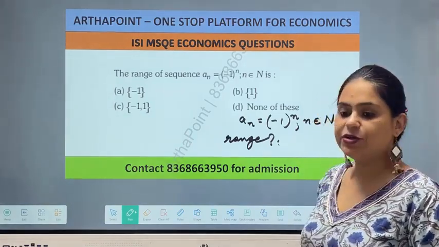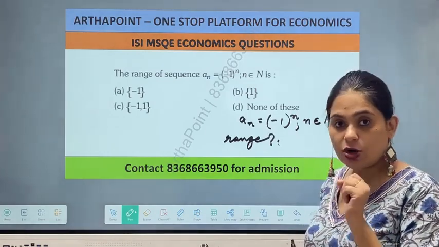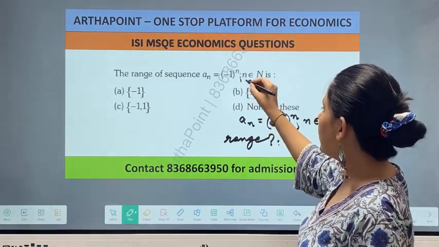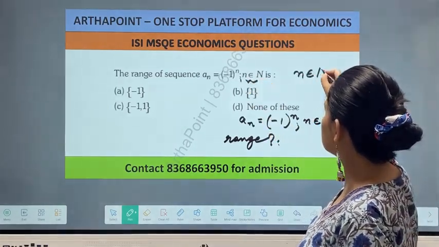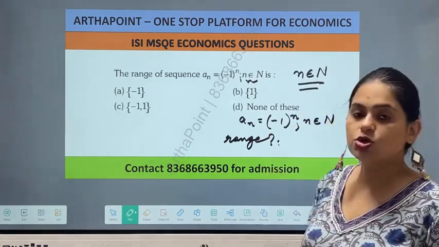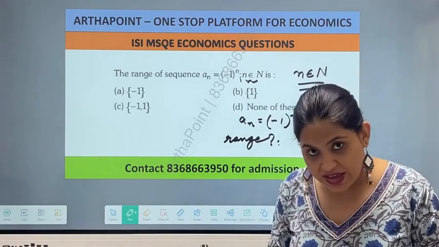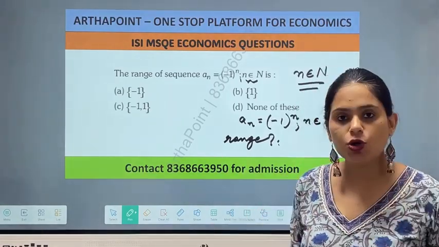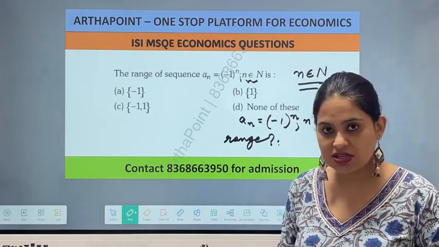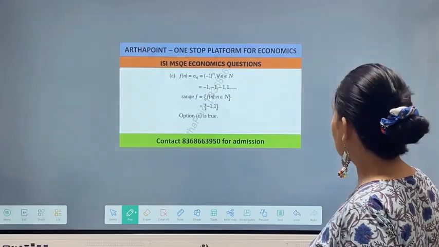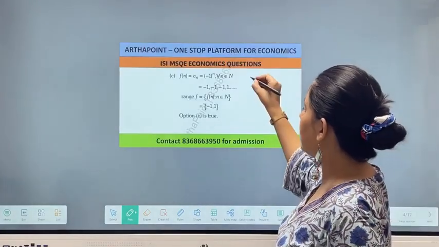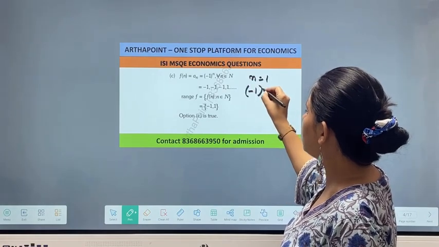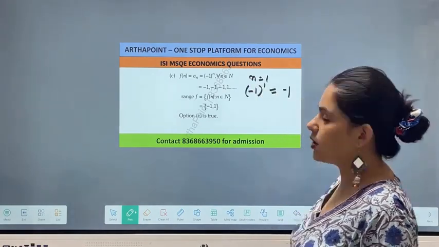See, the domain is what you put in, right? So n belongs to all natural numbers. When I talk about the domain, I know it should be natural numbers. Range is the output you get, the return answer that you get. So beta, when I put n as 1, what will I get? Minus 1 to the power 1, which means minus 1.